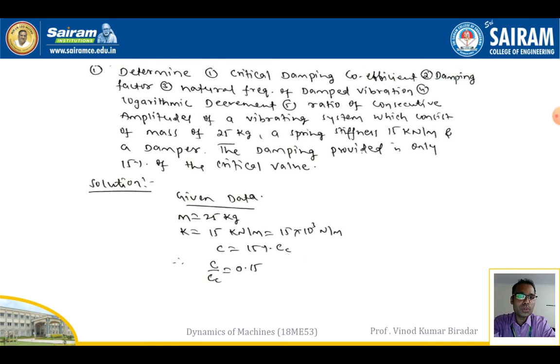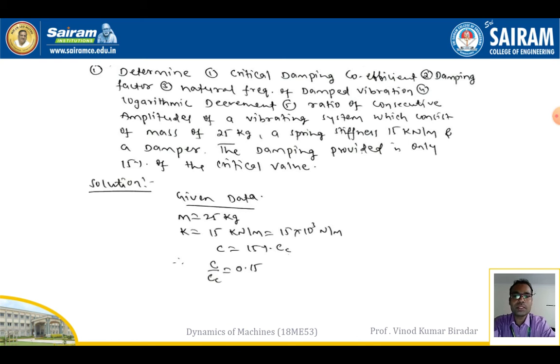I told you the critical damping coefficient is denoted by Cc, the damping factor is denoted by zeta, and the natural frequency is denoted by omega n. The ratio of successive amplitudes is x1 by x2. These are the symbols and definitions you have to remember while solving the problem. Here the damping provided is only a fraction of the critical value, so you need to calculate Cc, the damping factor zeta, and so on.